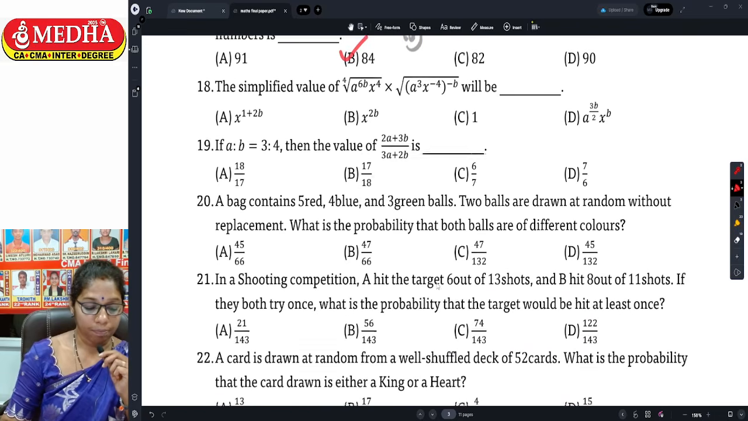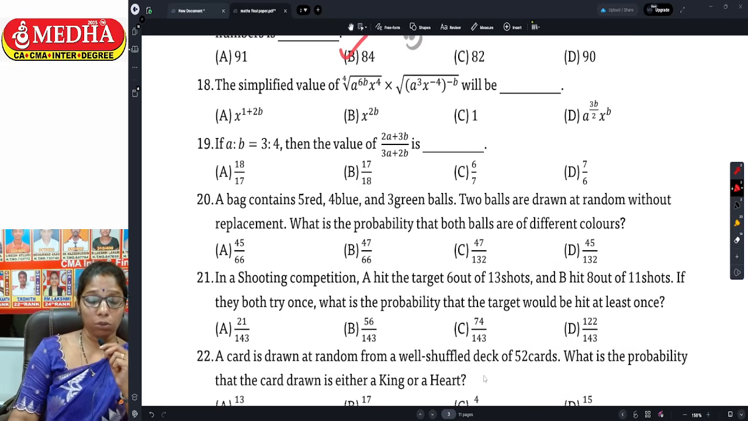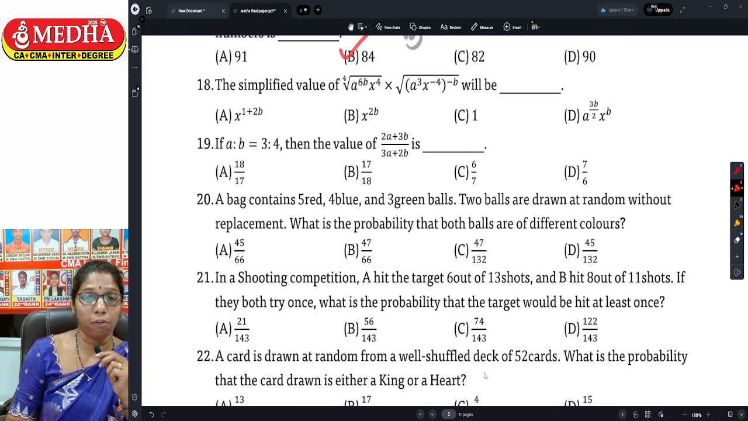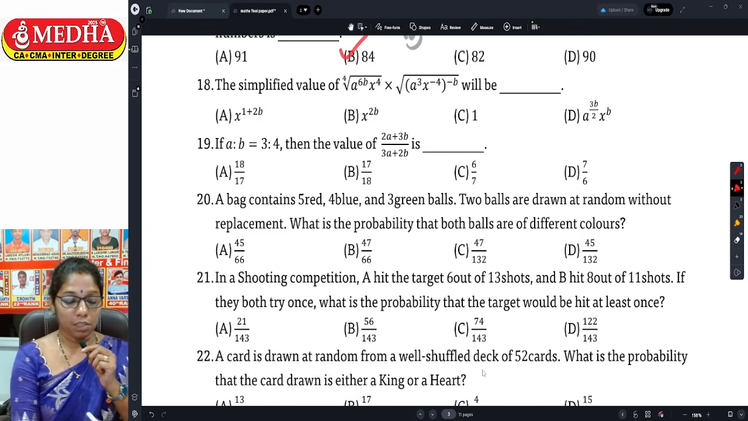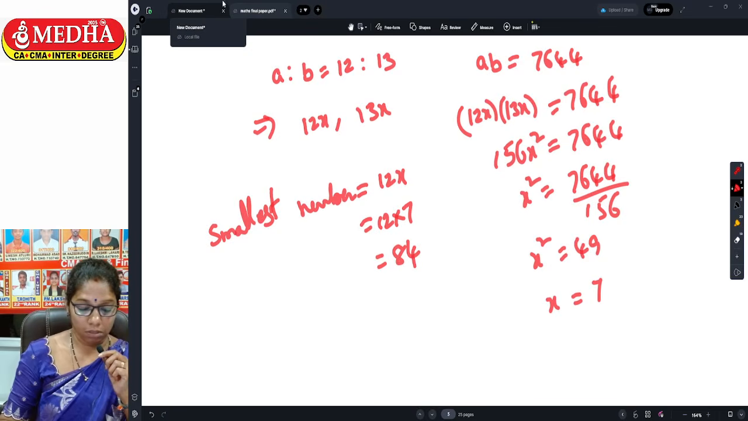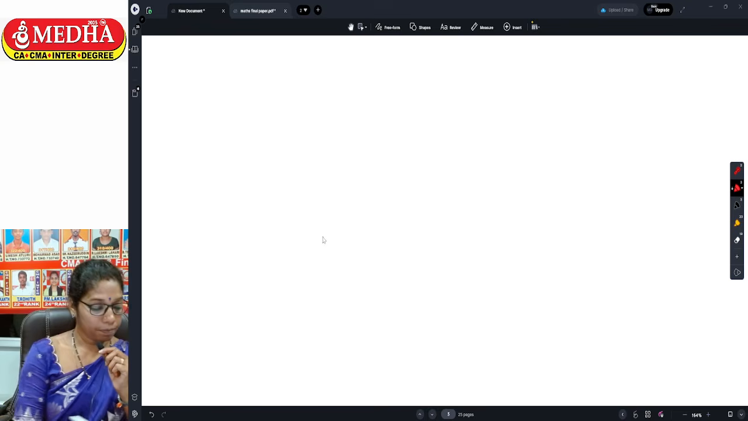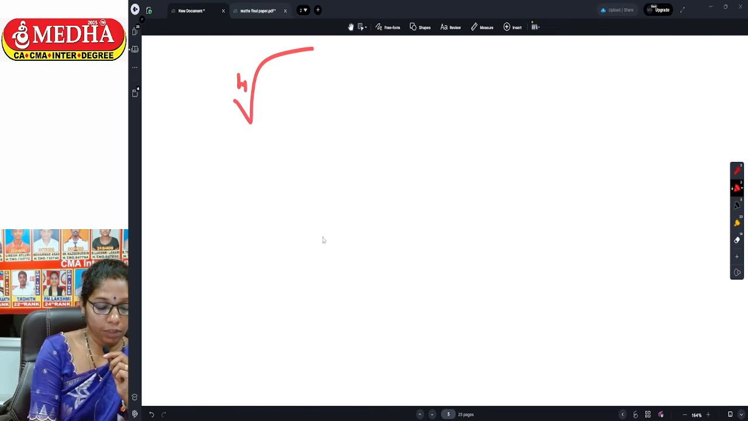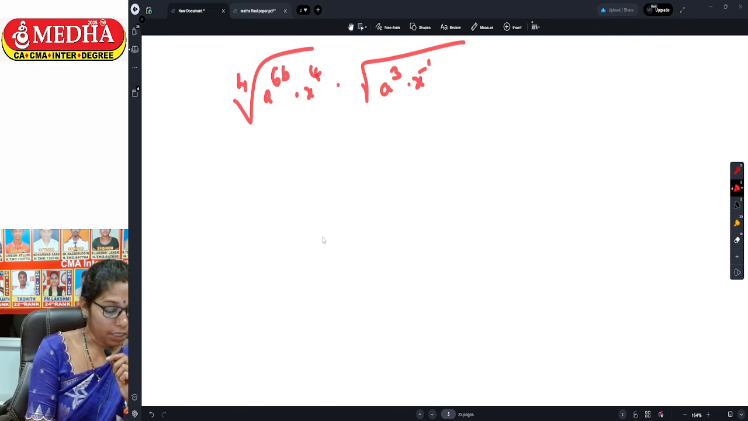And next one. Simplify the fourth root of a power 6b x power 4 and a power 3 x power minus 4 whole power minus b. After the simplification, we have to write the simplified value. That is the fourth root of a to the power of 6b and x to the power of 4, square root of a cube x power minus 4 whole power minus b.